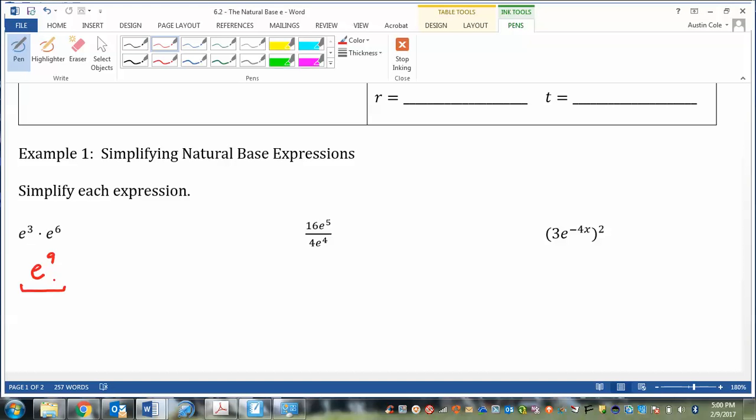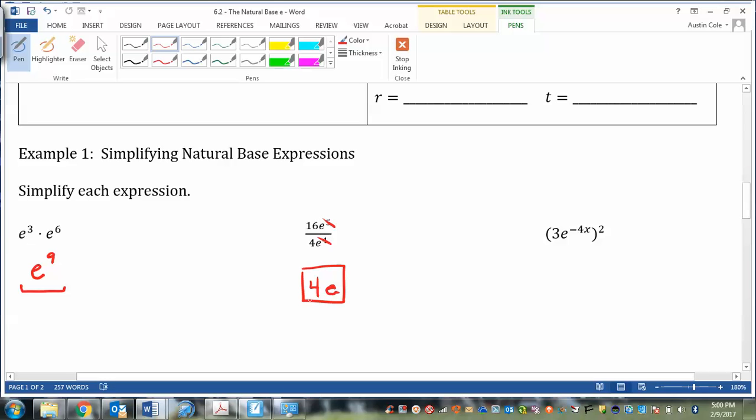Okay, if I go over this second example, I have 16e to the fifth divided by 4e to the fourth. Now, 16 and 4 are coefficients, and I can simplify those. So 16 divided by 4 is just going to give me 4. And here I have e to the fifth divided by e to the fourth. Well, I can cancel 4 of those and cancel 4 of those, so I'm just left with e. So the answer here would be 4e.